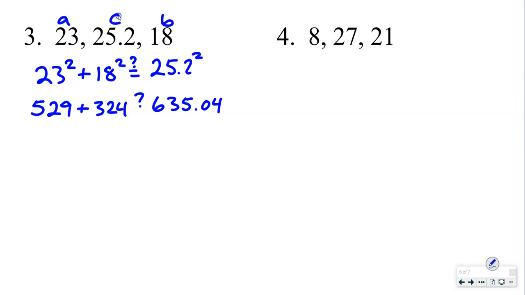I need to add my other two together, which gives me 853. Clearly that is greater than 635.04. And 635.04 was my C squared. So my C squared is less than A squared plus B squared. So this one is an acute triangle.